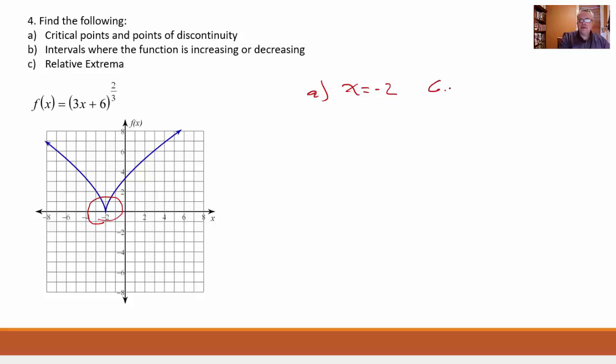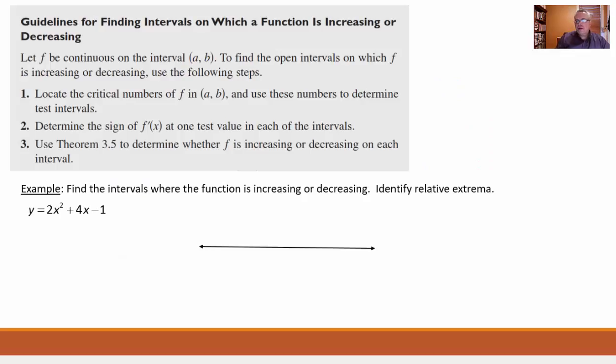So that's a CP. And even though the derivative is undefined there, it can be a place where the function changes direction. So, okay. So it's decreasing until we get to that critical point, and it's increasing from -2 to infinity. Okay. Now, we want to start using calculus to find these intervals without a picture.